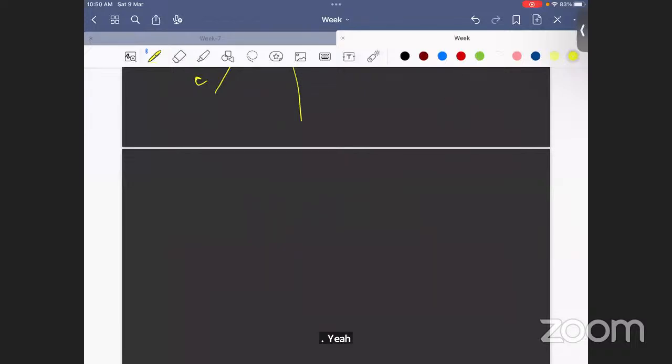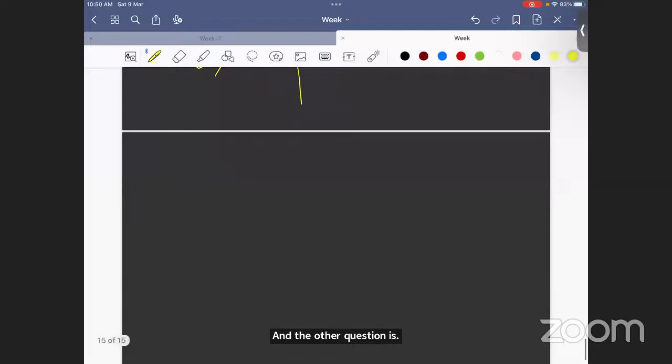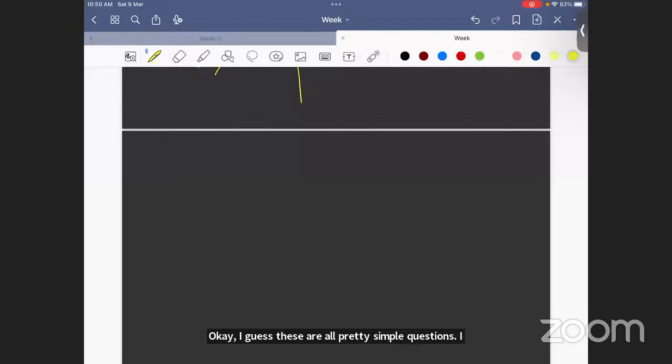And the other question is, okay, I guess these are all pretty simple questions. The 8th point is: let A be a set of points where the curve has no tangents. I guess this is related to some other questions, right? So who was asking 7.3 question number 8? Me, sir. Is this question related to some other question, or is it independent?